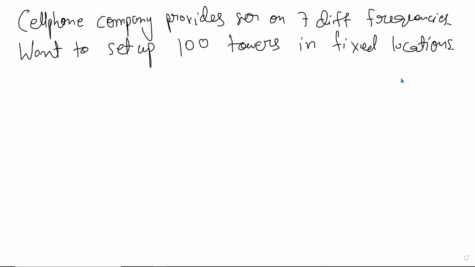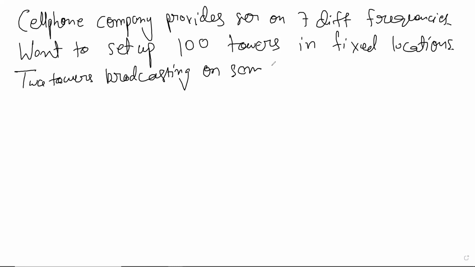for this purpose. Now, obviously, the company has to ensure that 2 towers that are broadcasting on the same frequency are at least 100 kilometers apart. So 2 towers broadcasting on the same frequency are at least 100 meters apart.